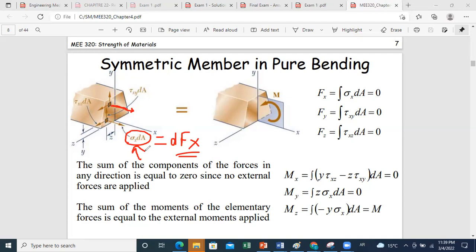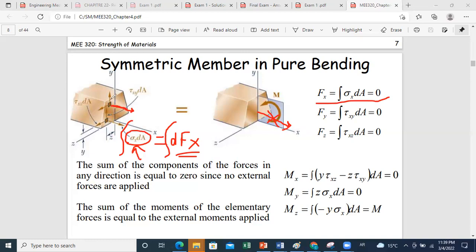This is why we'll see after that, in case you have a certain normal stress, this normal stress is developed from the elementary normal forces, which are calculated as the integral of Fx, which is integral sigma x dA. But because in pure bending there is no net normal force, you can say that integral sigma x dA for pure bending is equal to 0.